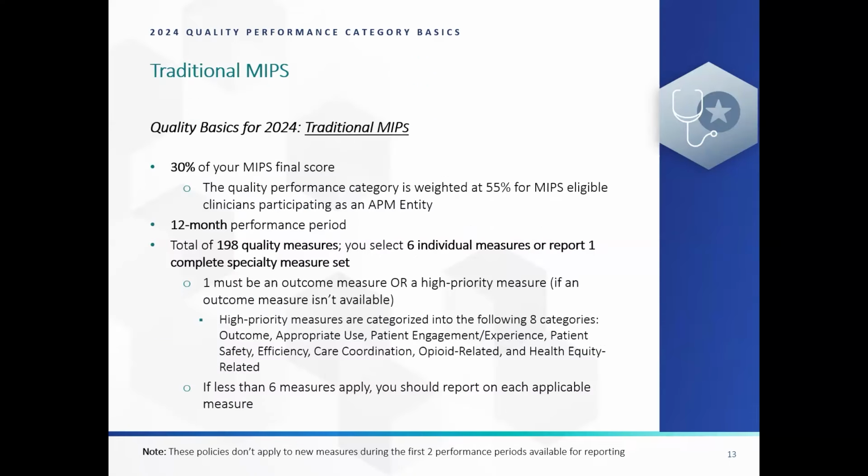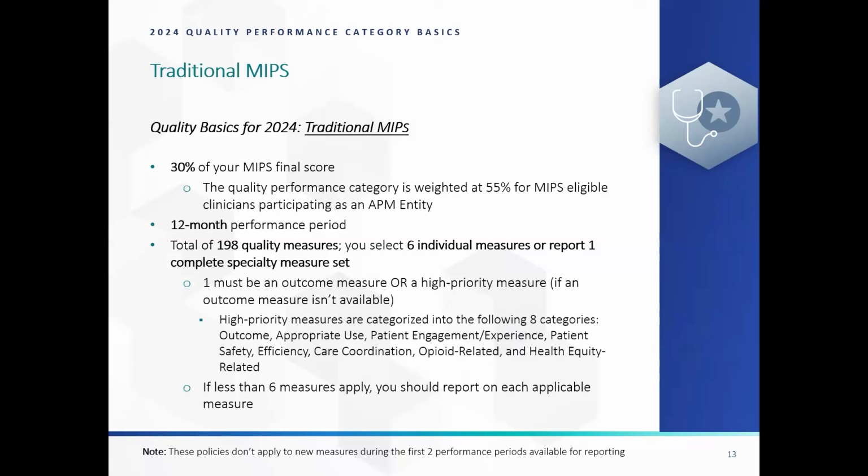Now I'm going to discuss the quality basics for 2024 as it pertains to traditional MIPS. Quality counts for 30% of your MIPS final score. The quality performance category is weighted at 55% for MIPS eligible clinicians participating as an APM entity. The performance period for the quality performance category is 12 months. And as previously noted, there's a total of 198 quality measures that are available to you. For traditional MIPS, you're required to select a minimum of 6 individual measures or report 1 complete specialty measure set. 1 measure must be an outcome measure or a high priority measure if an outcome measure isn't available.